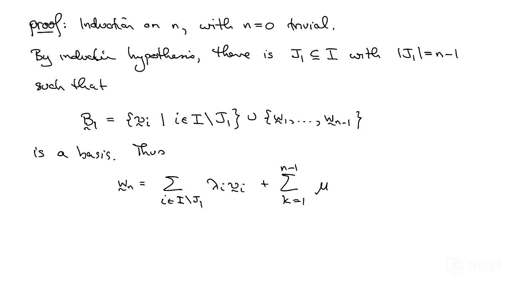So a generic linear combination looks like this. Linear combination of elements of B1. And the next thing I want to say is that one of these coefficients here has to be non-zero. Why is that the case?